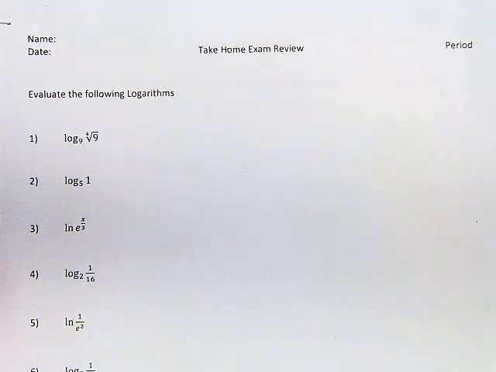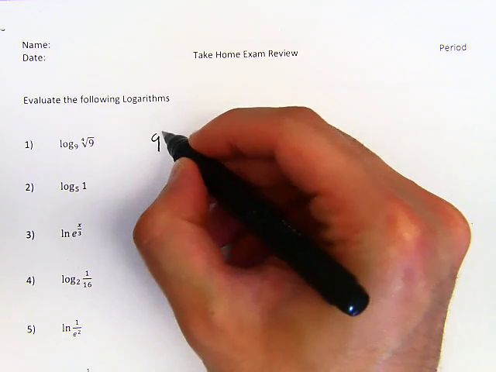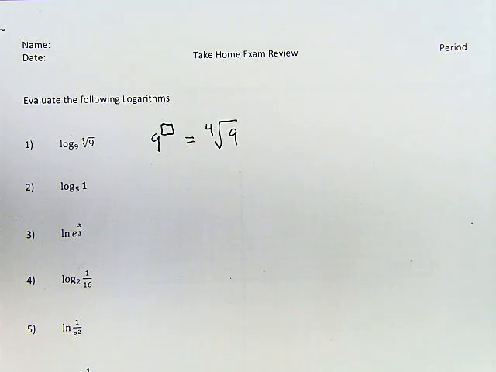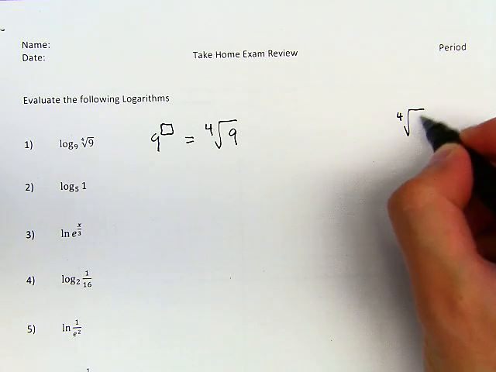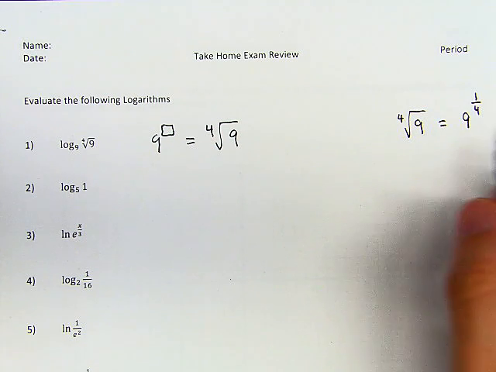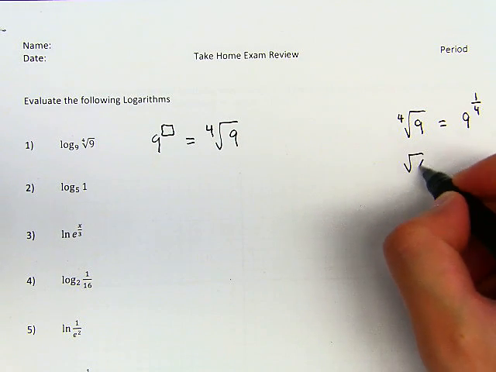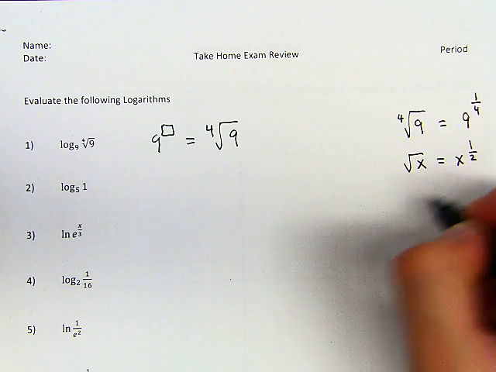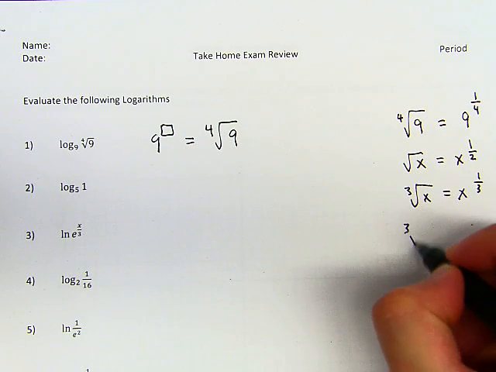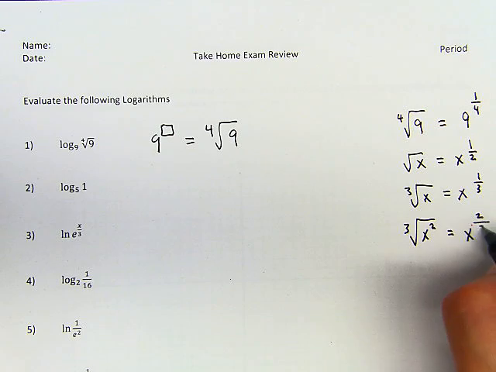And pause the video. So let's see, for this part over here, this is saying 9 to what power is the fourth root of 9? Well, remember that the fourth root of 9 is equal to 9 to the 1/4. This is that property where the square root of x is equal to x to the 1/2. Cubic root of x is equal to x to the 1/3. What if I have cubic root of x squared? What does that equal? That's equal to x to the 2/3.